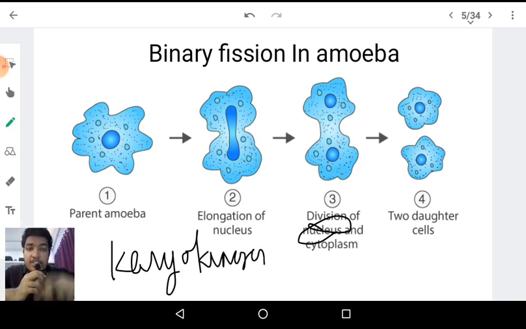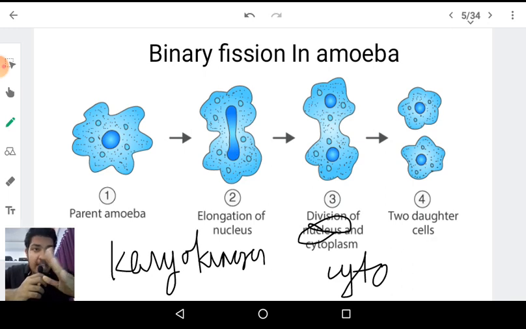After karyokinesis, there will be two daughter nuclei present inside the same cell. In the next step, the cytoplasm is going to divide, and this process is known as cytokinesis. After cytokinesis, the cytoplasm splits up into two daughter cells. So ultimately, after the process of binary fission, we will be getting two daughter cells. This is the common method of reproduction seen in microscopic organisms like amoeba, paramecium, euglena, etc.